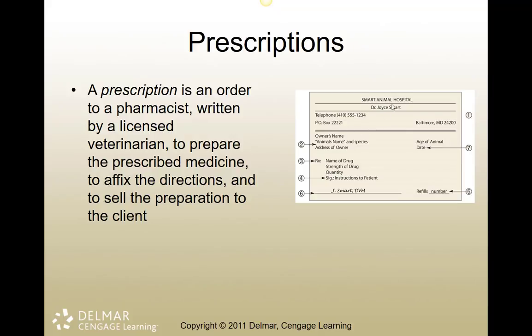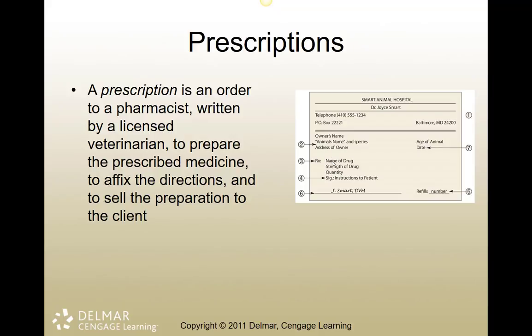There has to be the name of the clinic or the name of the veterinarian. So this is Smart Veterinary Hospital, Dr. Joyce Smart. There has to be a phone number. There has to be an address. Here they're using a P.O. box. In Texas, I have to have a physical address with this also. I have to have the owner's name, the animal's name, the species, and the address of the owner.